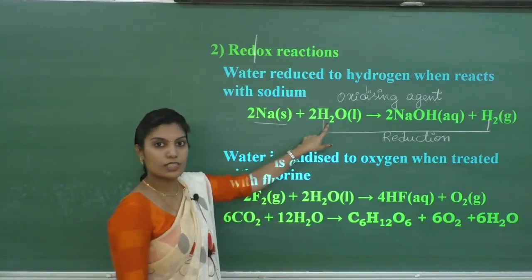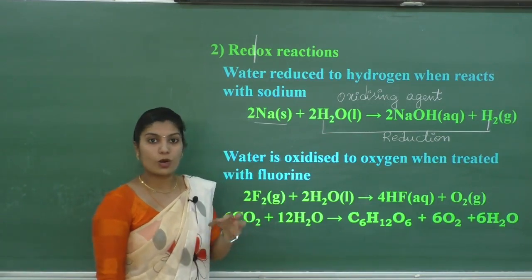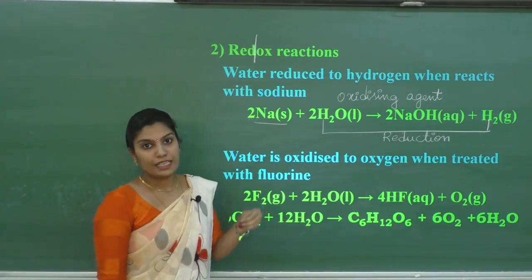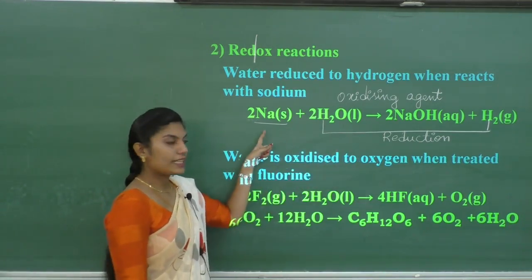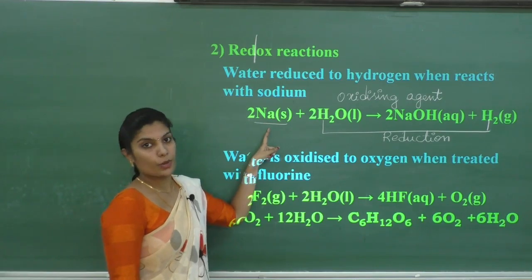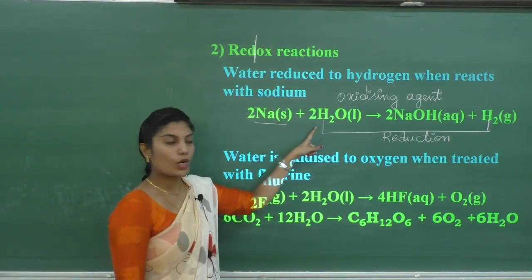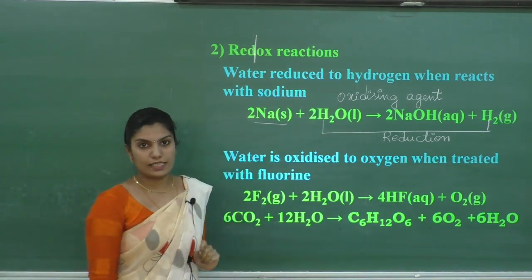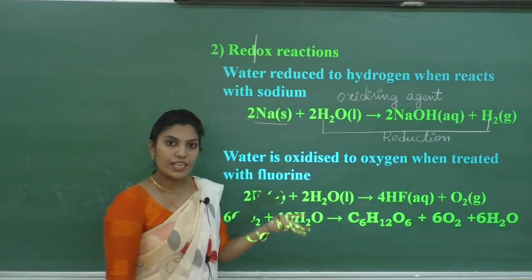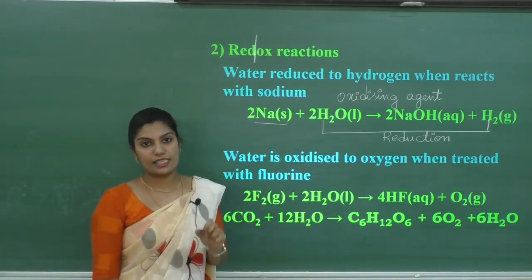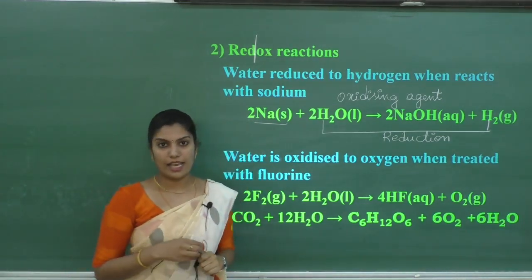In this case, the water molecule H2O is reduced to H2, which means oxygen is removed. That is nothing but reduction. It is undergoing self-reduction in the presence of an electropositive metal like sodium. Therefore, in this case, water will act as an oxidizing agent. In this reaction, both oxidation as well as reduction are taking place. Therefore, it is an example of a redox reaction.